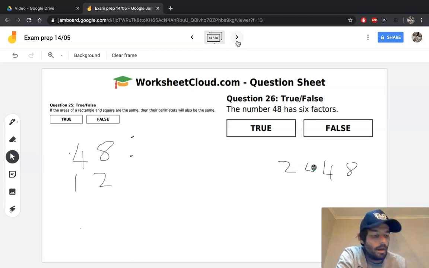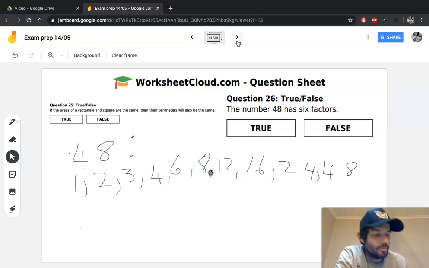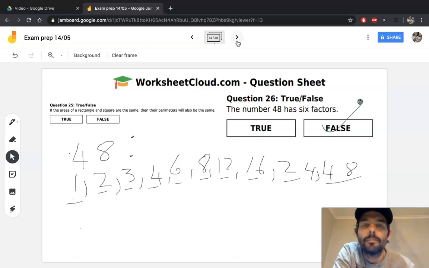I know that 3 goes into 48 16 times. 4 goes into 48 12 times. 5 doesn't, 6 does, and 6 goes in 8 times. So that's 1, 2, 3, 4, 5, 6, 7, 8, 9, 10 factors. So that as well is false. But the best thing is to write it out. Don't be a clown, write everything down.